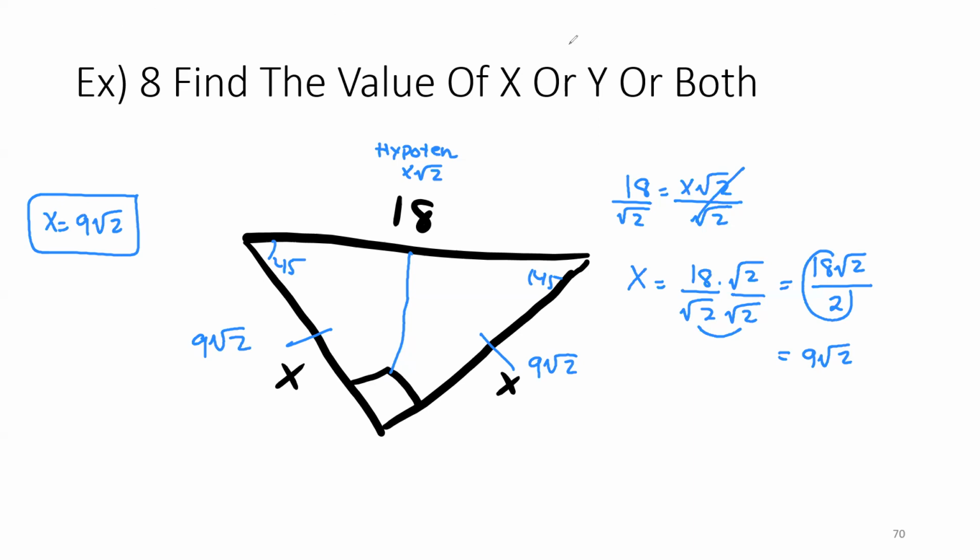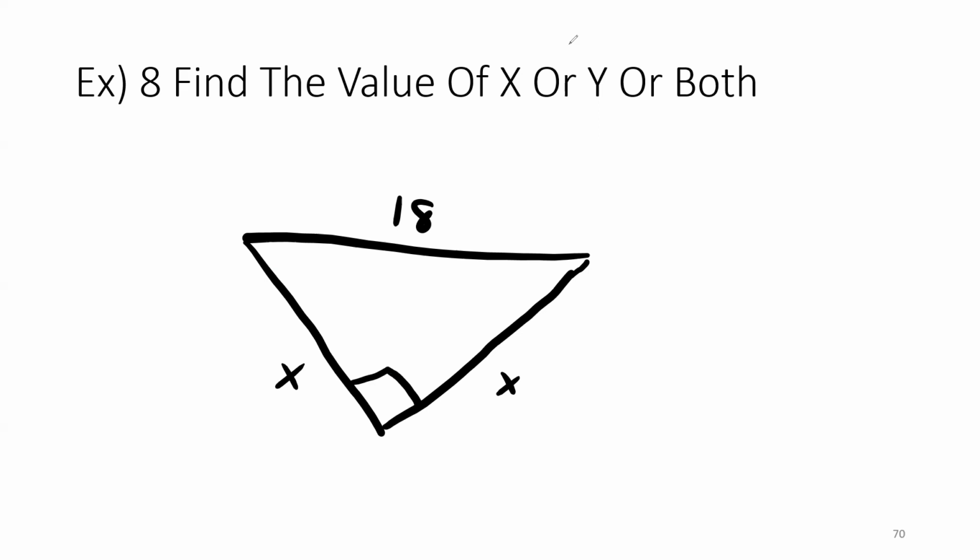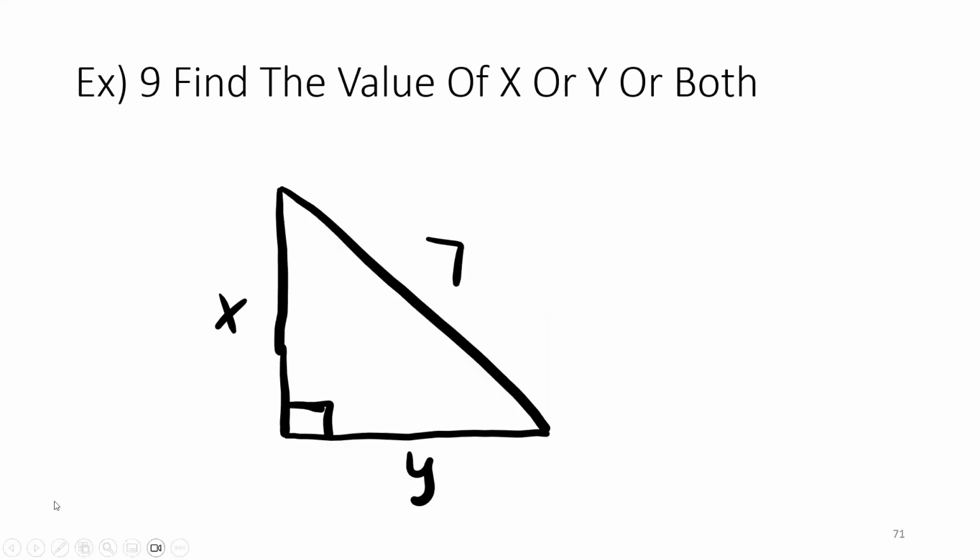Okay, let's move on. Example 9, find the value of x or y or both. Oh, I forgot to put this piece of information. This angle here is 45. This was given, I just didn't write it. So this is 45. So what does that mean? It is a 45, 45 or an isosceles triangle.